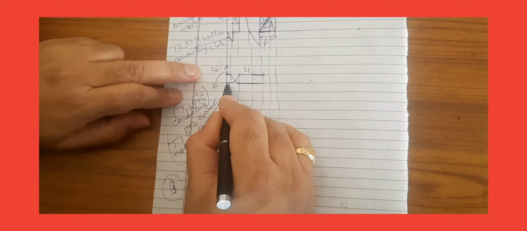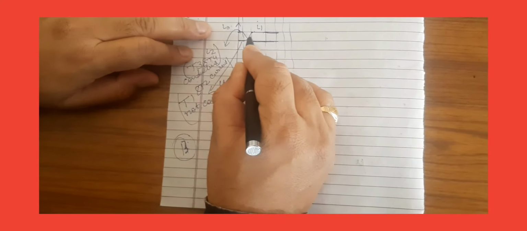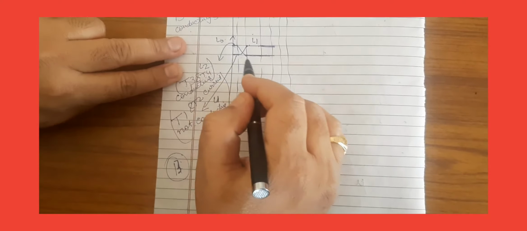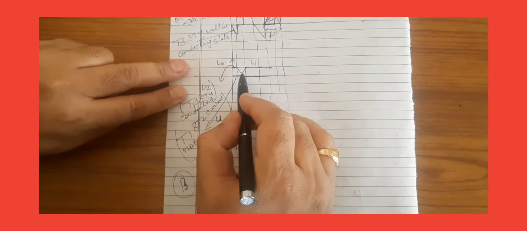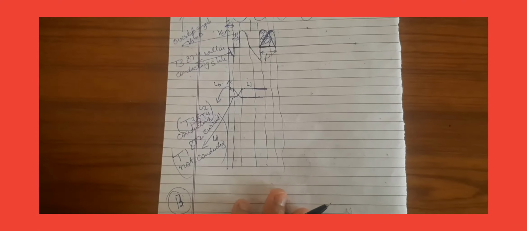This is for T1 and T2 when they are not conducting, and when they start conducting, the load current will be increasing. This is for the positive half cycle and will remain the same for the negative half cycle. This is all about the full wave converter with RL load.